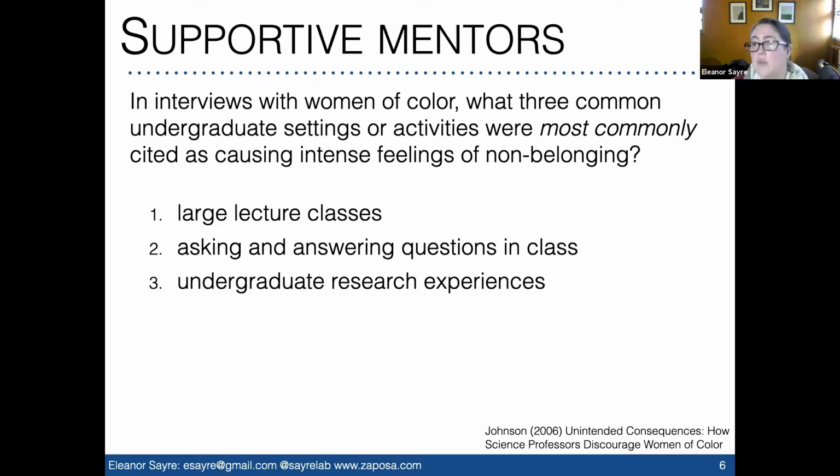We have this narrative around undergraduate research that this is students' opportunity to really deeply engage with what it means to be a professional in this field. It's an opportunity to work really closely with a faculty member and maybe some other students around a really deep problem that nobody in the world knows the answer to. Why are undergraduate research experiences, which we think of as being so important and so powerful, causing intense feelings of non-belonging? This troubles me. It turns out there's data on this.